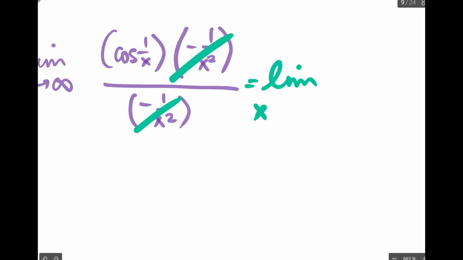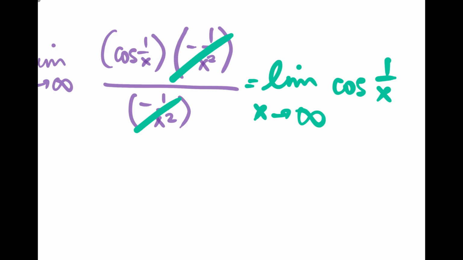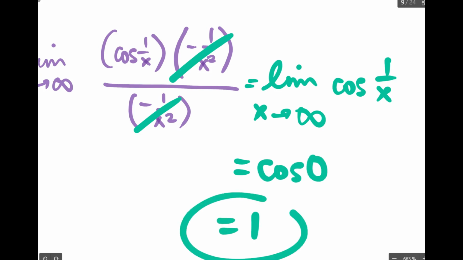So that is equal to the limit as x approaches infinity of cosine of 1 over x. Well, 1 over x approaches 0 as x approaches infinity. So cosine of 0 is just going to be 1. See, that's all it took to finish this one. Wow, it was so cool.